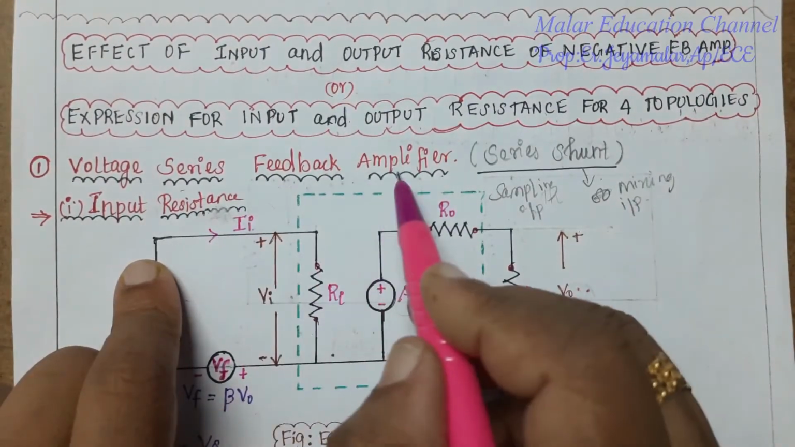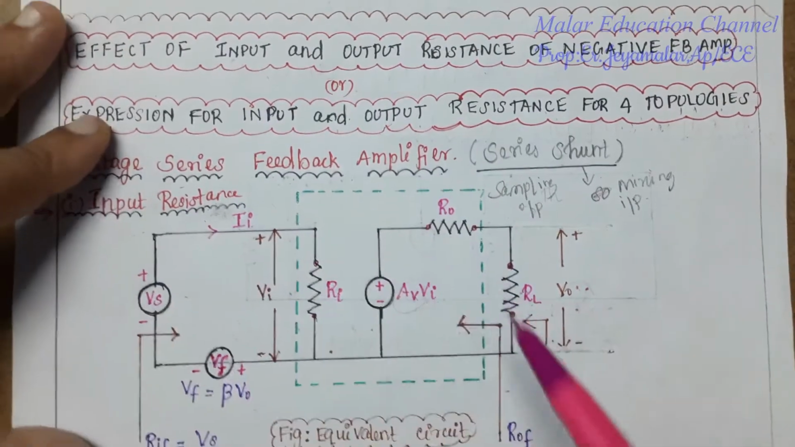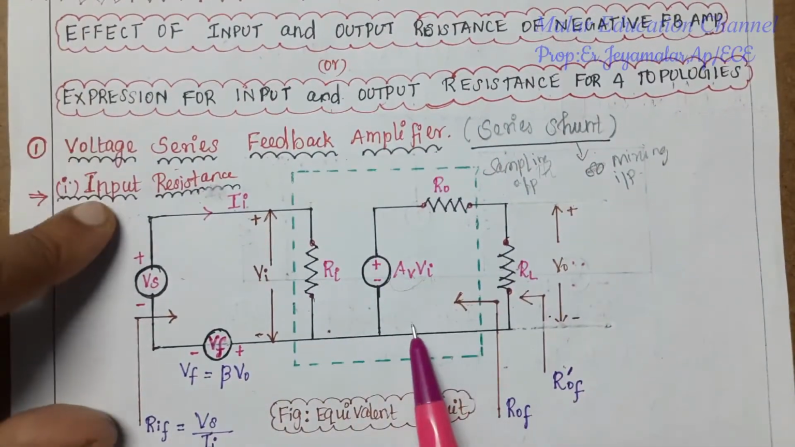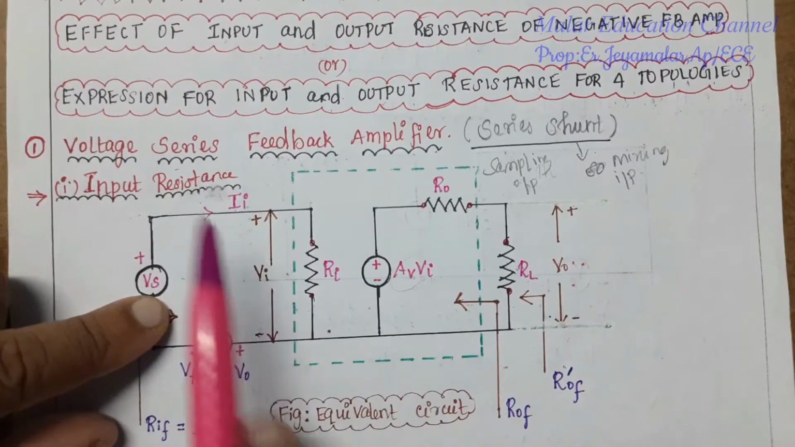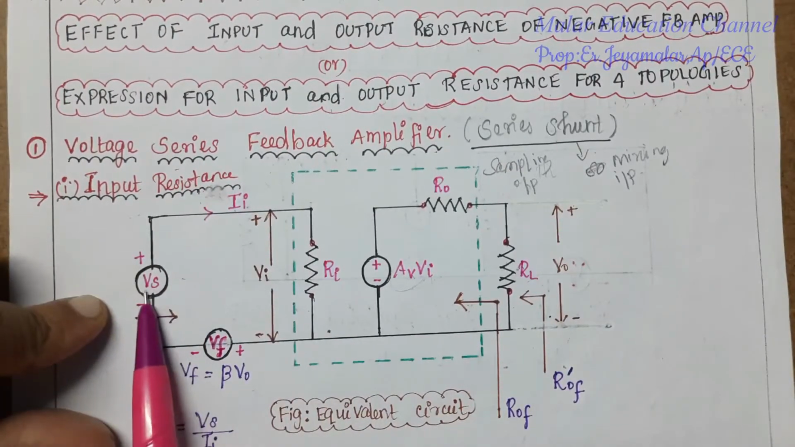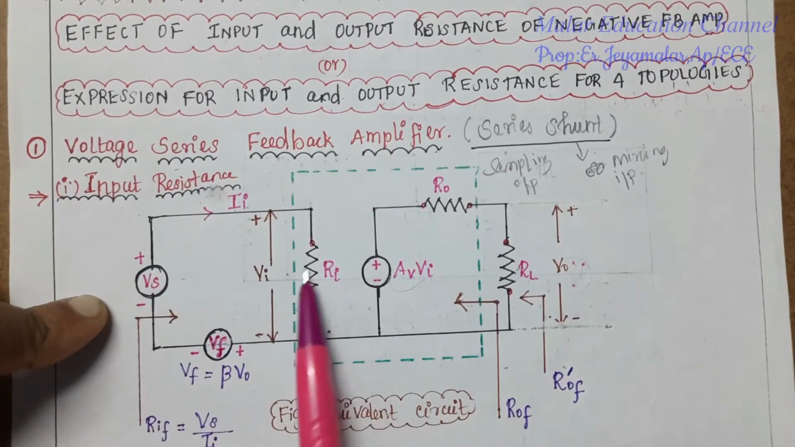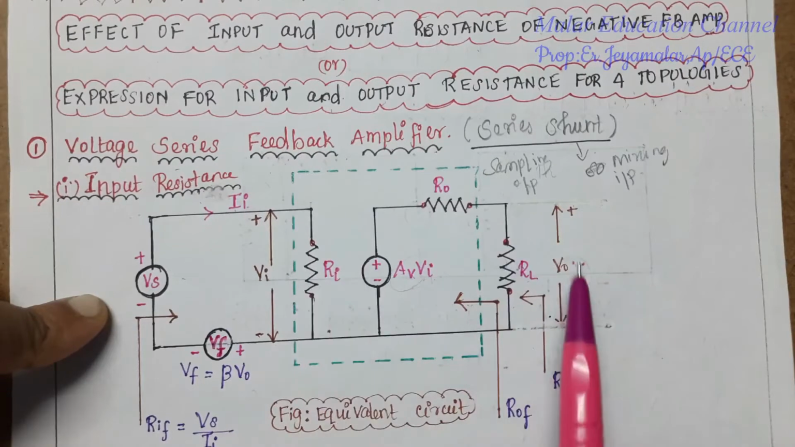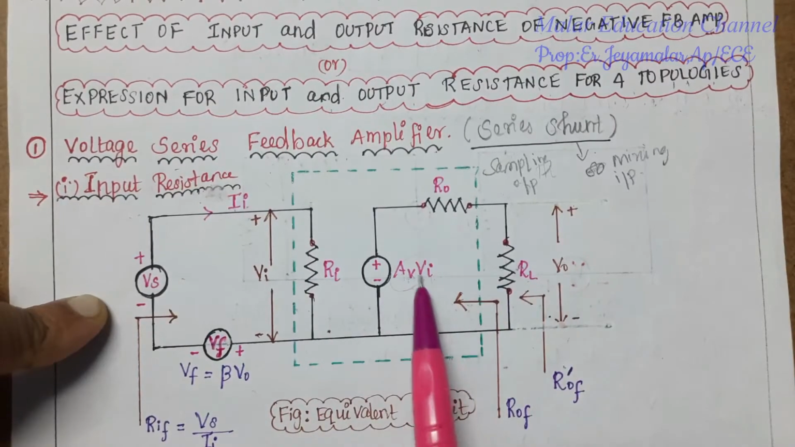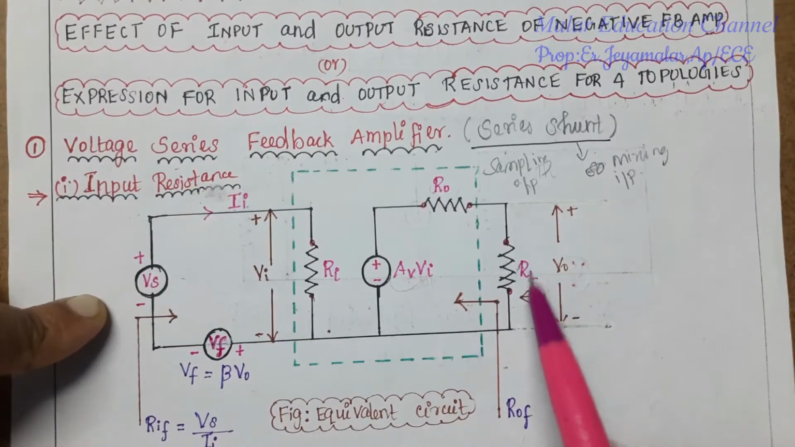Voltage series feedback amplifier. First heading, input resistance calculation. This is the equivalent circuit diagram for the input resistance calculation of the voltage series feedback amplifier. See the diagram: on the input side, the voltage source Vf, that is the feedback voltage, the source voltage along with the input resistor. For the output section, we have Av into Vi, the source circuit, and the output resistance along with one load resistance.